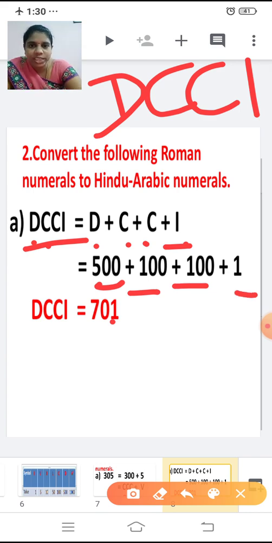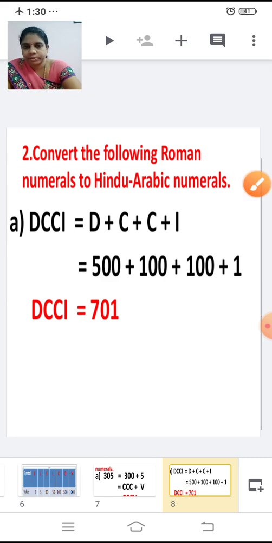Now let's add all together. 500 plus 100 is 600. 600 plus 100 is 700, plus 1. So 701. The answer is 701.